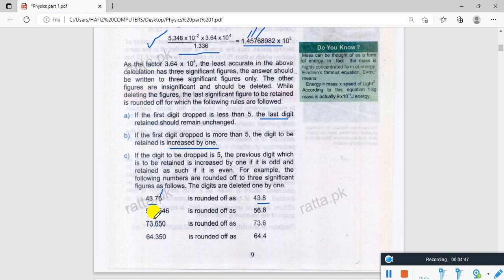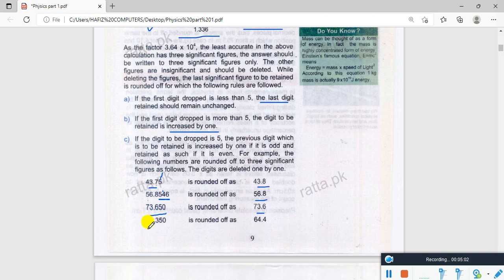Next one is 56.8546. The digit being dropped is less than 5, so we have rounded it as 56.85. Similarly, 671.640 is rounded to 671.6, and we see that the last digit is unchanged. Next one is 64.350. This is rounded as 64.4.